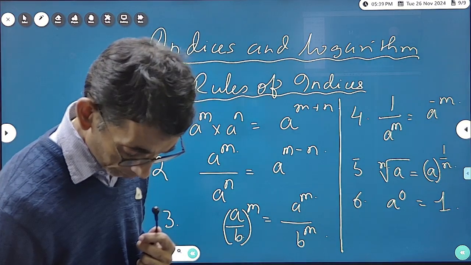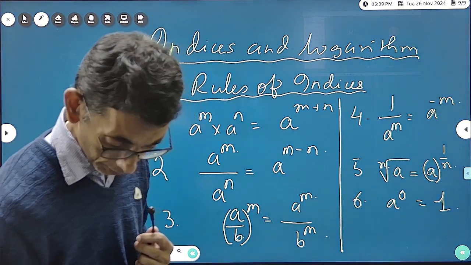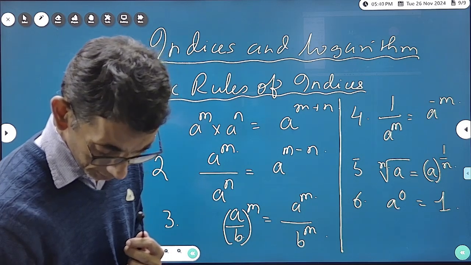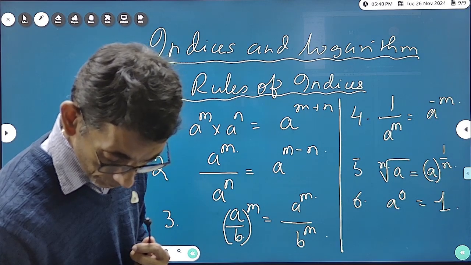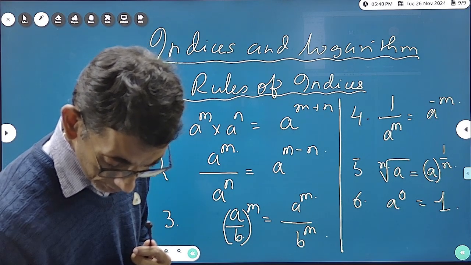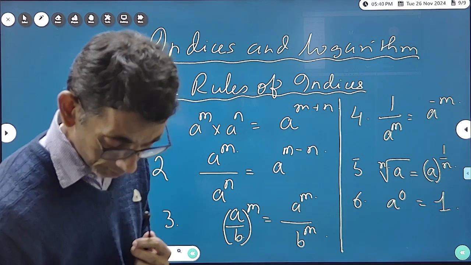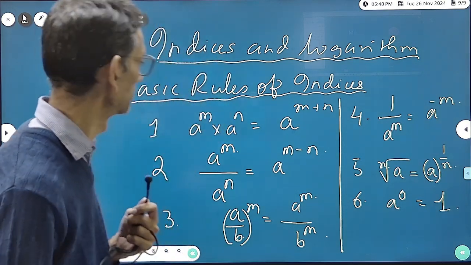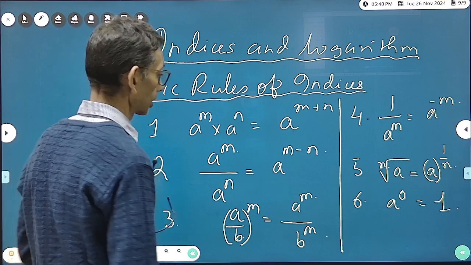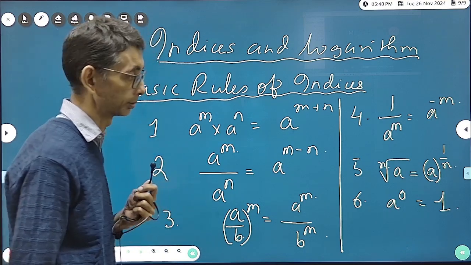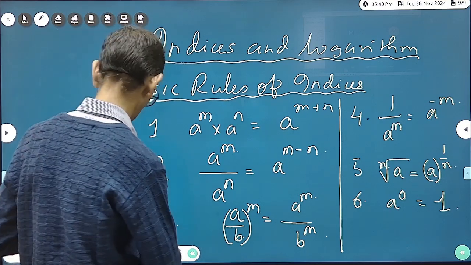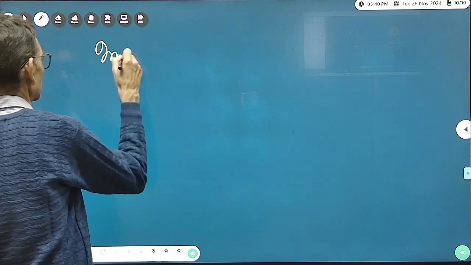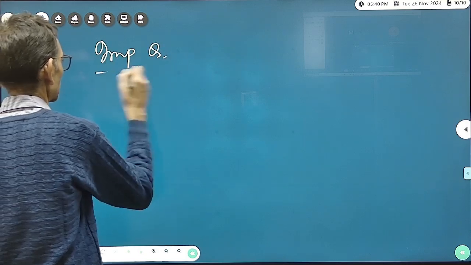So we have got more laws. If you understand these while doing questions, that is enough, right? These are the common properties. Let's start. Illustration 20. I hope you have written the laws. Did you all write? So important questions, right? Important questions.